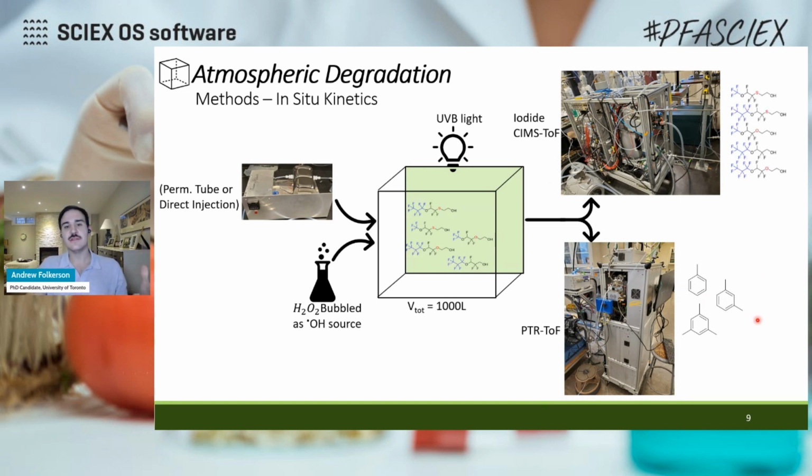We've employed this PTR TOF to get a better measurement of these aromatic species. We've used these as a positive control to get relative rates of all of our unknowns. Toluene, xylene, trimethylbenzene, these species here are really well established. We really know how fast they react and what happens. And so based on how those react in these chambers, we can get an idea of what's going on with our unknowns.